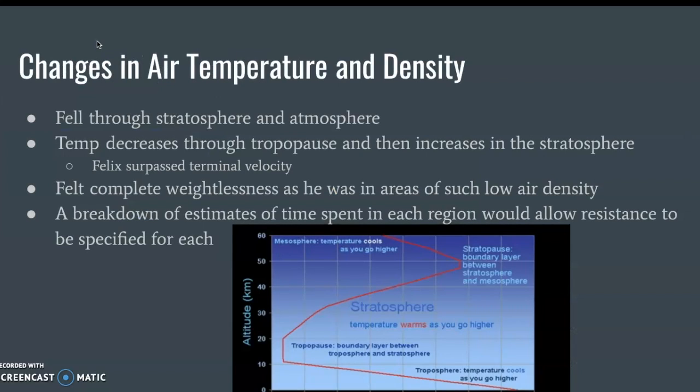So just to discuss some changes in air temperature and density, he fell through the stratosphere and the atmosphere. So temperature-wise, the temperature decreases as you go up through the troposphere, and then you hit the tropopause where things start to change, and then the air actually heats up as you get into the stratosphere because of the collection of UV in the air up in the ozone. So as he fell, it got cooler and then warmer as he fell.